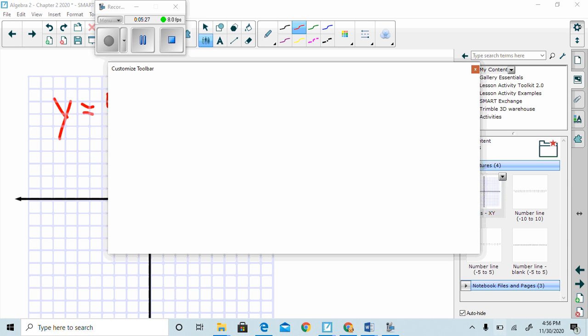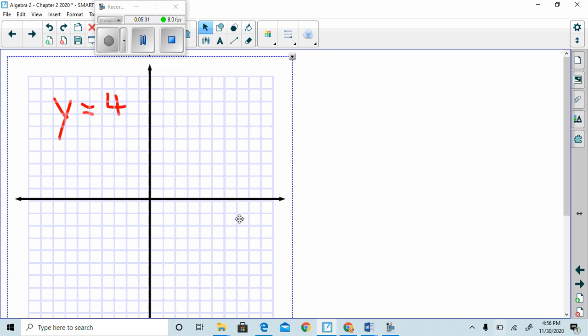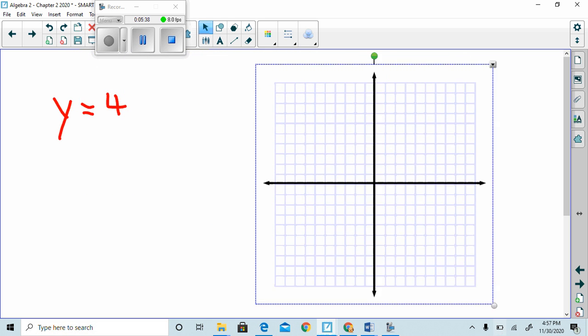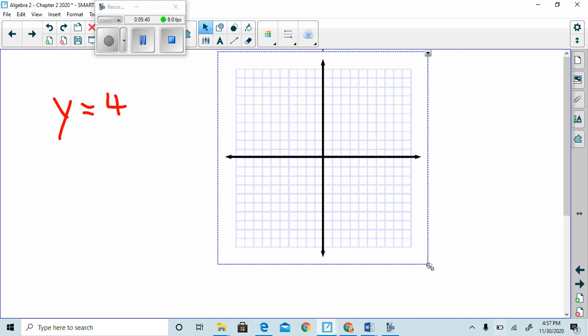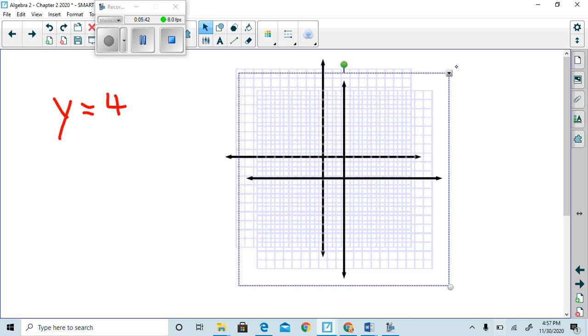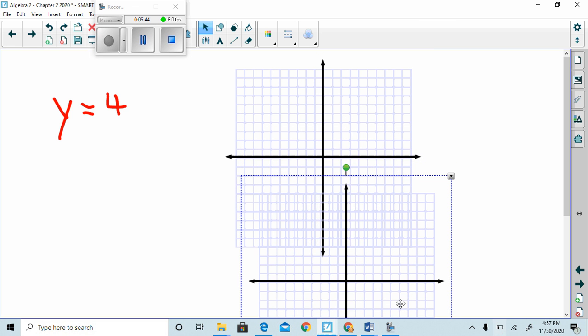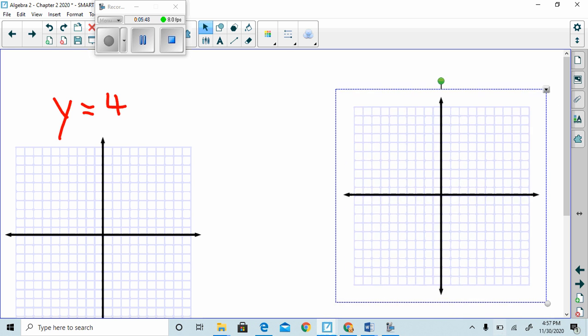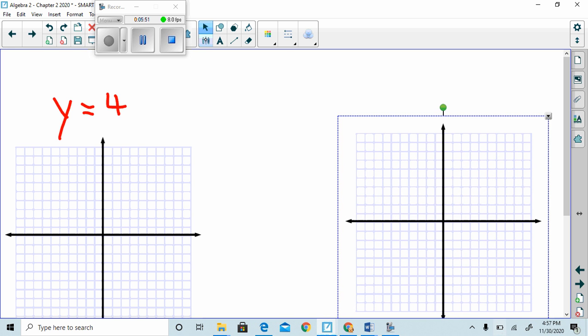And we'll graph this one. Let me just make the graph a little smaller first. Let's make it a little smaller. And I just want to make a second one, so I'm going to clone that. Just give me another second here, and we'll be good to go. Okay, so here's my first constant, and I'm asking you to graph y is equal to 4.